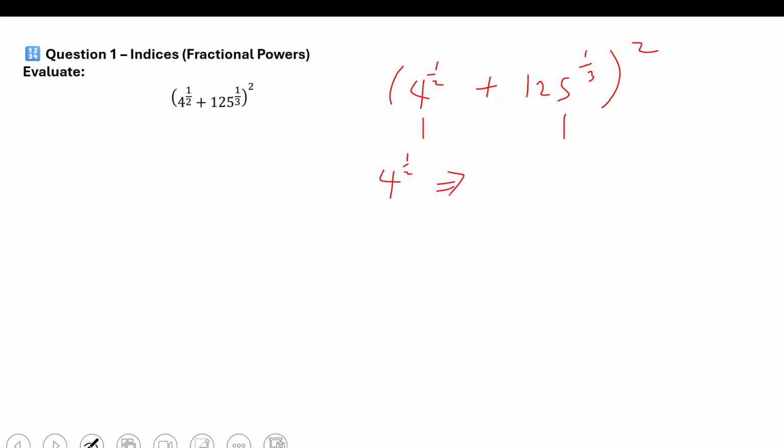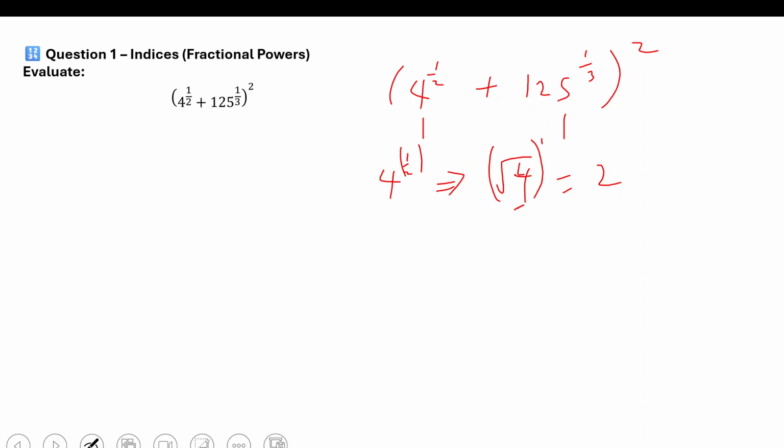This translates into square root of 4, because anything raised to a fractional power, the denominator determines the kind of root. The denominator for this exponent is 2, and it tells us that it's going to be a square root. So the square root of 4 is actually 2. Again, with a fractional power, the denominator tells us the kind of root, and the numerator tells us the power that the whole expression is raised to. So this is actually raised to power 1, technically speaking. So square root of 4 is 2.